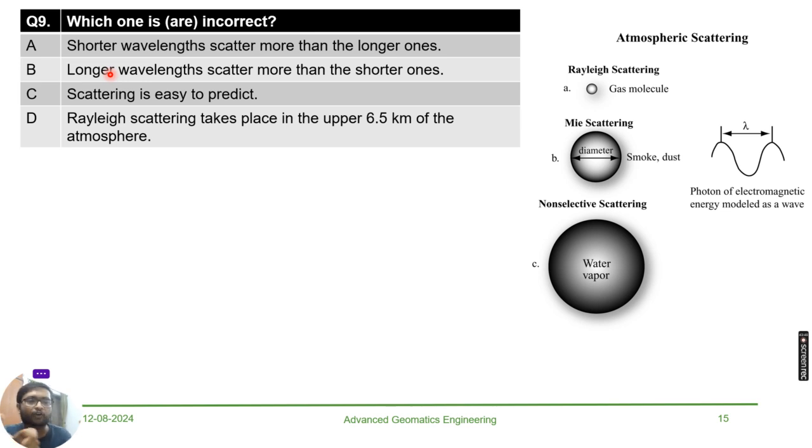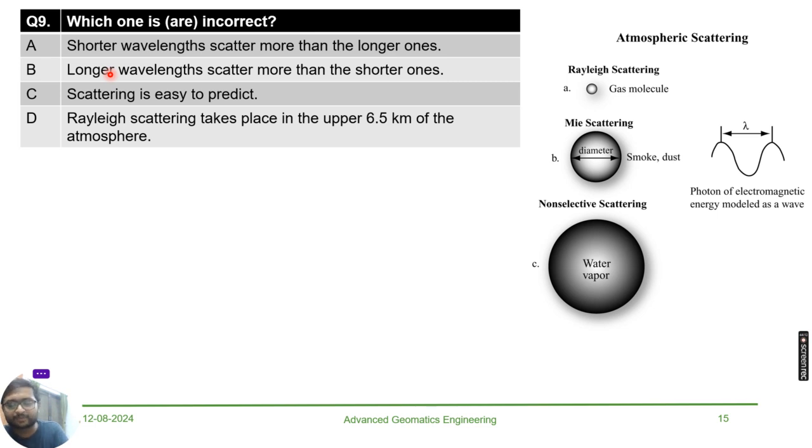So option B, which you can see here, says the longer wavelength scatters more than the shorter one. So that option is incorrect. Then the next one, in this scattering, we do not know the molecule size, we don't know the radiations which are coming and how they are interacting with the object. So it's not a very easy process to predict. That's why option C is also incorrect.